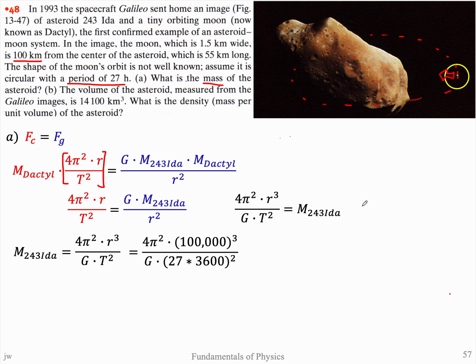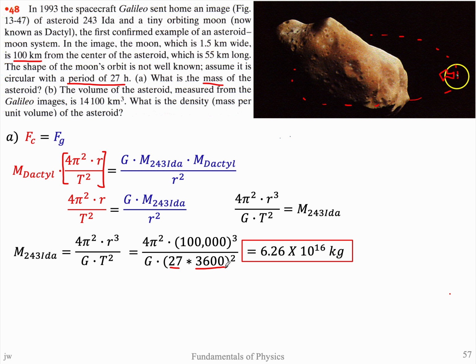Plugging in our numbers, remember that this is 100 kilometers, so it becomes 100,000 meters. It's cubed. Over g times the period, it's 27 hours, and again 3,600 seconds in each hour. Squaring that out gives you that the mass is approximately 6.26 times 10 to the 16th kilograms.